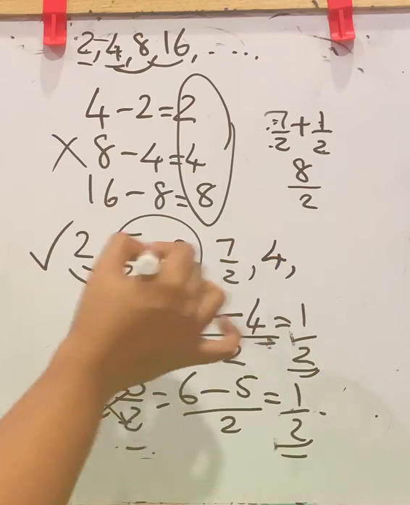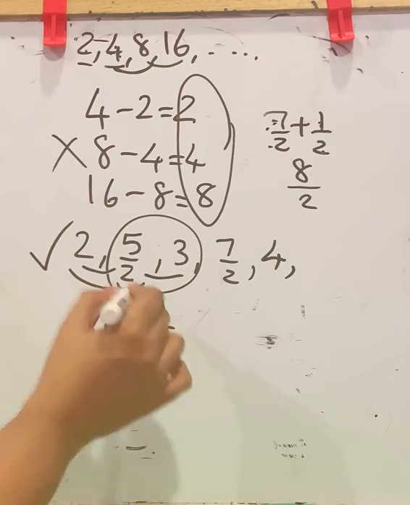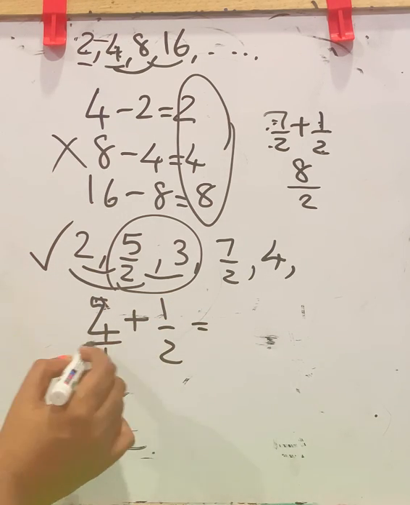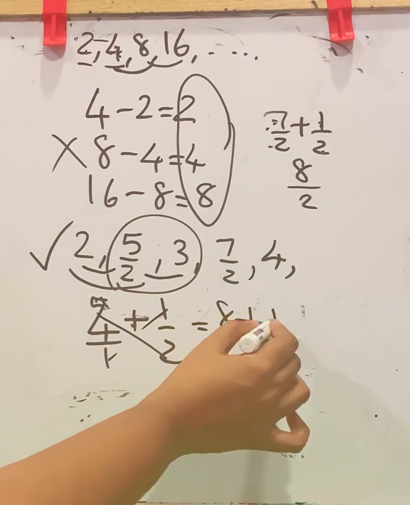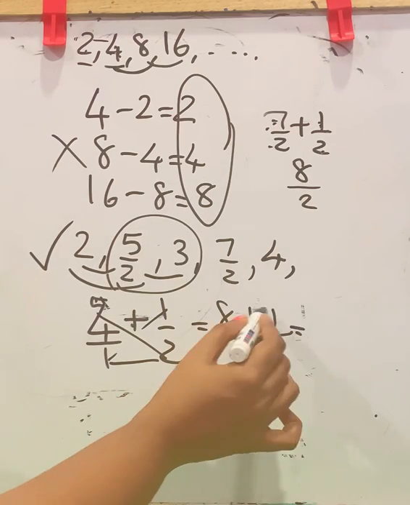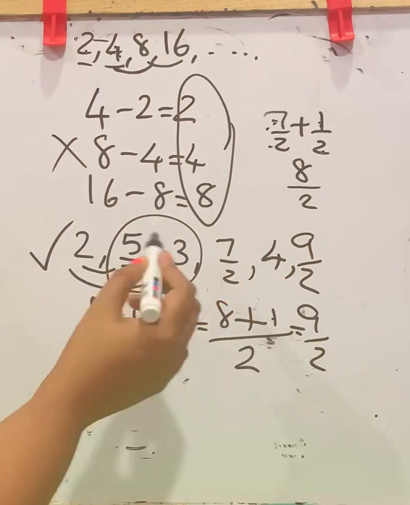So you can write 4. Next will be 4 plus 1 by 2. 1 by 2 is the common difference. It's equal to, let it be 4 by 1. 4 twos are 8, plus 1 one is 1, whole division, 1 twos are 2. So 8 plus 1 is 9 by 2. Next term is 9 by 2.